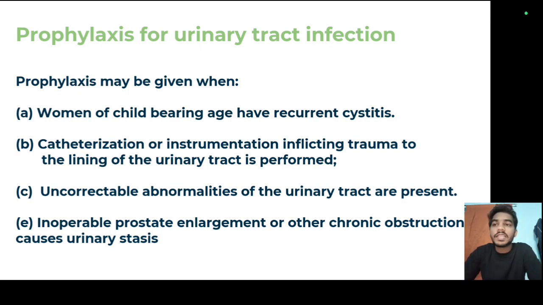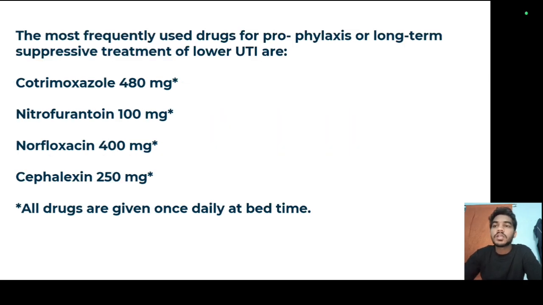Prophylaxis for urinary tract infection. It is given when a woman of childbearing age has recurrent cystitis, when catheterization or instrumentation inflicting trauma to the lining of the urinary tract is performed, when uncorrectable abnormalities of the urinary tract are present, or inoperable prostate enlargement or other chronic obstruction causes urinary stasis. The most frequently used drugs for prophylaxis or long-term suppressive treatment of lower UTI are cotrimoxazole, nitrofurantoin, norfloxacin, cephalexin. All the drugs are given once daily at bedtime.